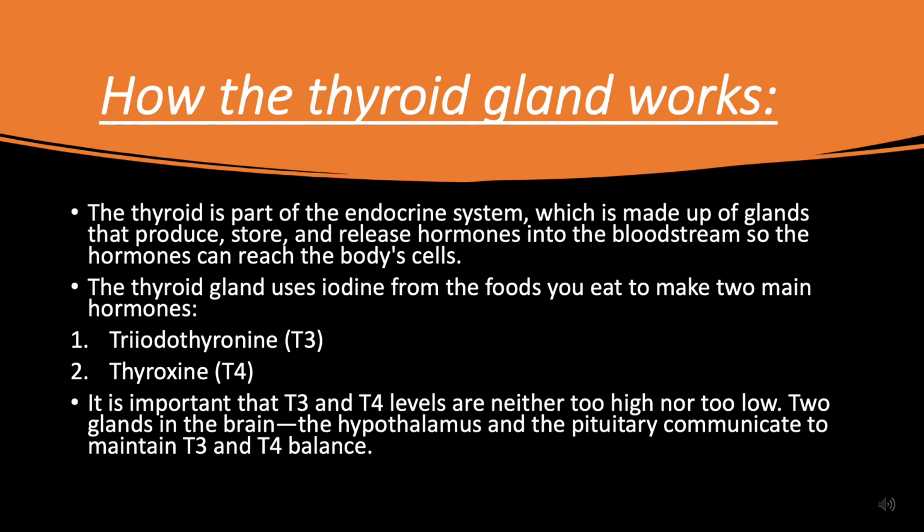How the thyroid gland works. The thyroid is part of the endocrine system, which is made up of glands that produce, store, and release hormones into the bloodstream so the hormones can reach the body's cells. The thyroid gland uses iodine from the food you eat to make 2 main hormones, triiodothyronine, T3, and thyroxine, T4. It is important that T3 and T4 levels are neither too high nor too low. 2 glands in the brain, the hypothalamus and the pituitary, communicate to maintain T3 and T4 balance.